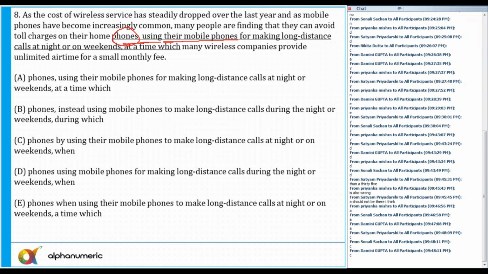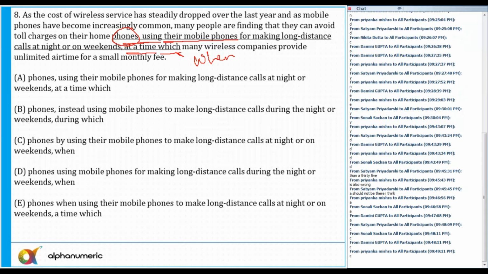After that, there's another problem over here, which says you can do all this either at night or on weekends at a time which many wireless companies provide unlimited airtime. At a time which thing? When we are talking about time, it is when. We cannot say which. We will have to use when for time. So this means that our answer should be number C. Yes, answer is number C.